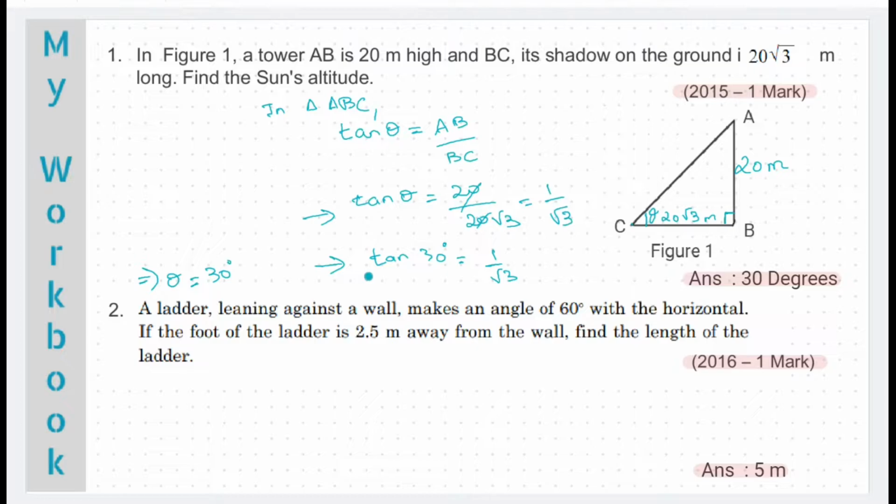Now let's try the second sum. A ladder leaning against a wall makes an angle of 60 degrees with the horizontal. If the foot of the ladder is 2.5 meter away from the wall, find the length of the ladder.